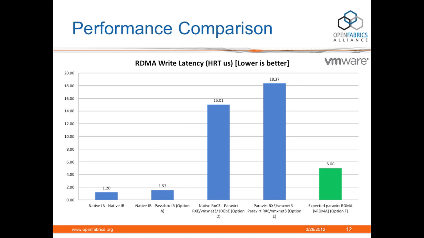And the last bar is what we expect. So we're prototyping the virtual RDMA device right now in the office of the CTO, but what we expect based on back of the envelope calculations is about 5 microseconds. So it's still higher than what you can get in pass-through or native, but we think it's good enough for enterprise-based applications. And these numbers, by the way, are of course with polling mode.